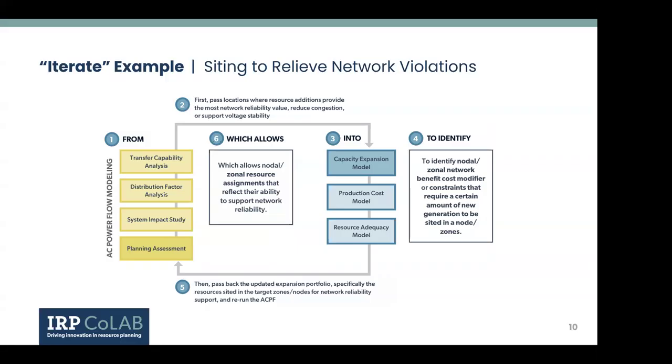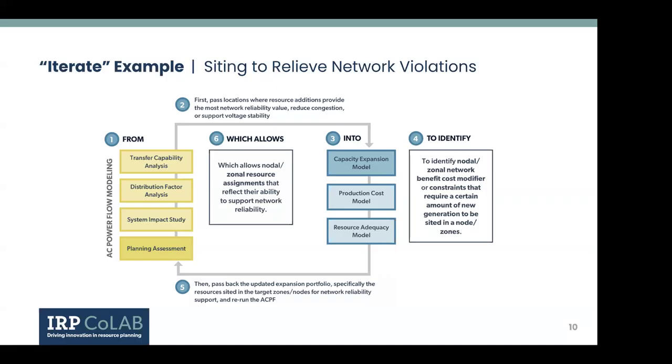I think Nick mentioned in one of the earlier slides how in some cases, adding new generation can then trigger network reliability violations that we might miss without a more integrated process. The opposite can be true too, with deliberate and intentional siting of generation resources mitigating certain network reliability challenges.